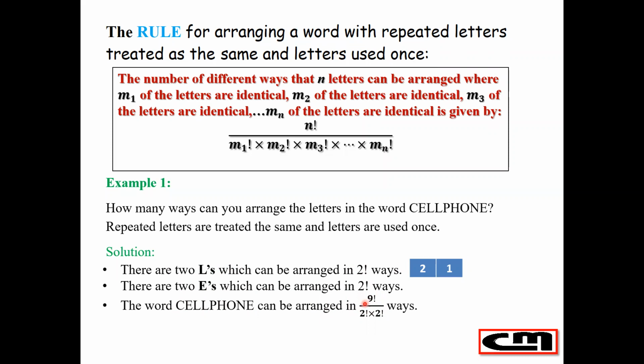The 9, like I've said, represents n, the number of letters, but for us, they are all 9 different letters. So there's a rule to arrange different letters in a word. You simply take the number of letters in the word, then factorial, which is what we did here. So as such, we are through with the arrangement of the letters of the word cell phone.